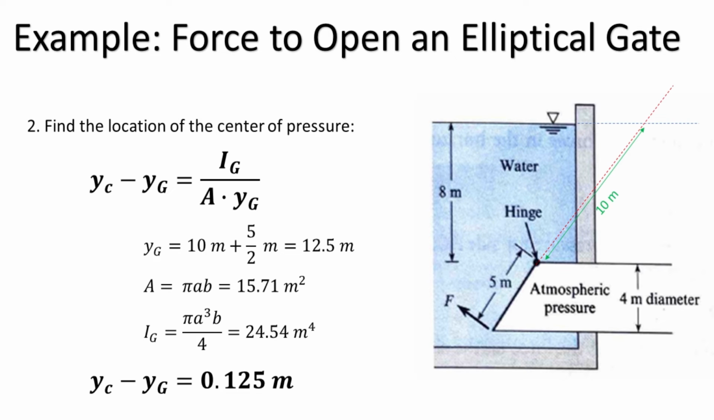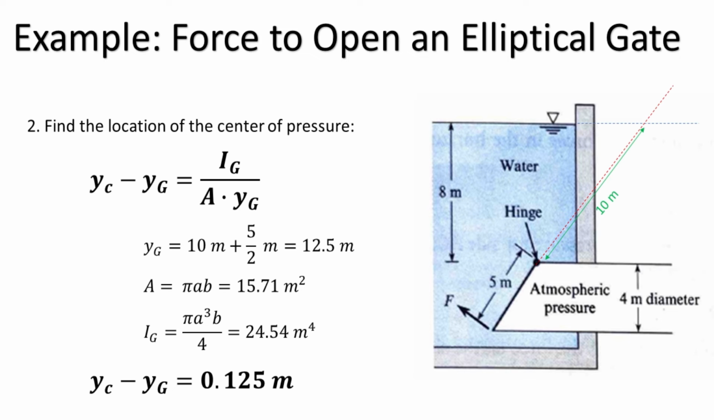Now let's work on step 2, finding the center of pressure. If we extend the water surface line and the panel line, we will be able to find that the slant distance from the water surface to the centroid Yg is 12.5 meters, calculated using 10 meters plus half of the gate height, 2.5 meters. The area A has been calculated previously. It is 15.71 square meters.